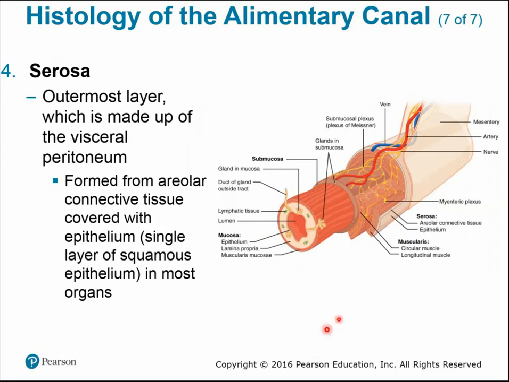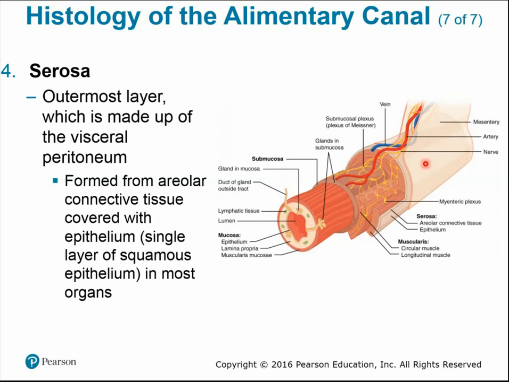And finally, the serosa, our outermost layer, like I said, is also the same thing as the visceral peritoneum. So it's lining the actual organ surface, so the actual GI tract surface. And you can see how it forms the mesentery when it doubles back around itself. So we have a double layer of this visceral peritoneum or the serosa.